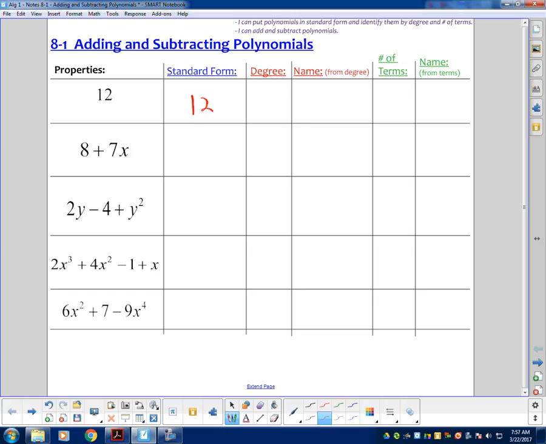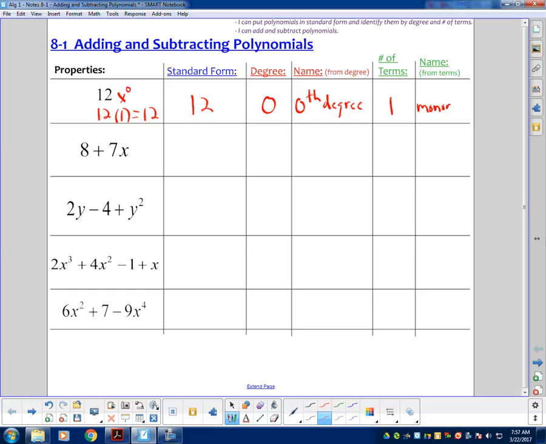The degree of this is actually 0, because if I were to add a variable, the power on the variable would have to be 0 for this to remain equal to 12, because we know that x to the 0 is 1. 12 times 1 is still equal to 12. So degree is 0. Name from degree is just 0th degree polynomial or constant polynomial. Number of terms is 1, and name from terms is monomial.